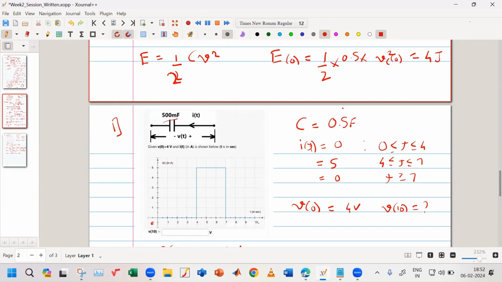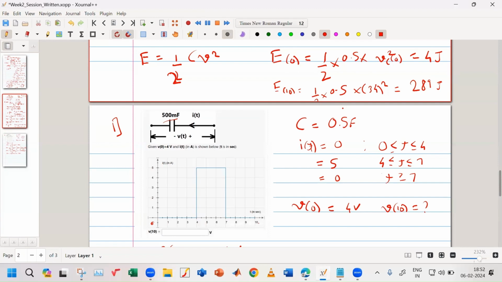Now what is the energy at 10 seconds? Half into 0.5 into 34 square. So what is that? 34 square into 0.5 is 289 joules. So any queries up till here?